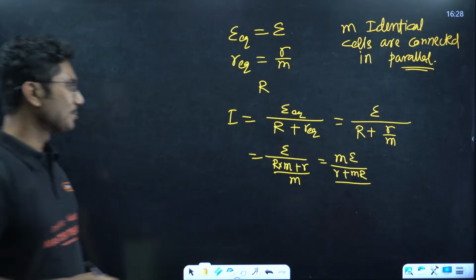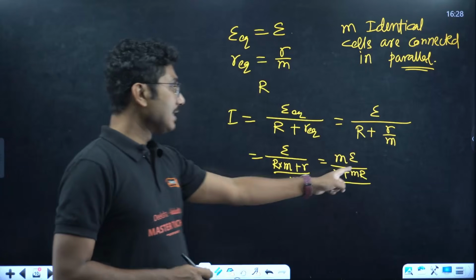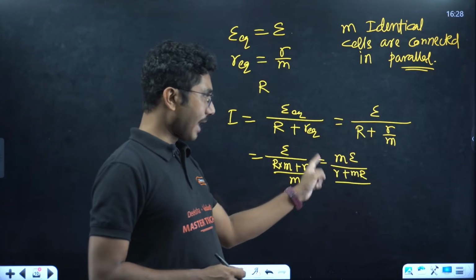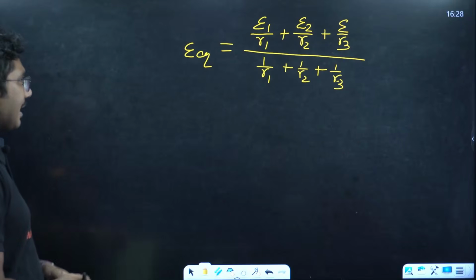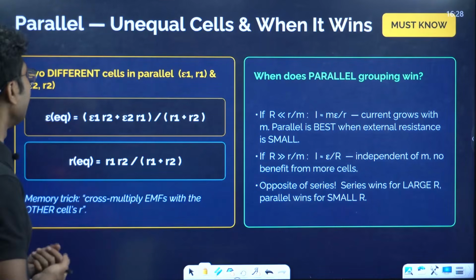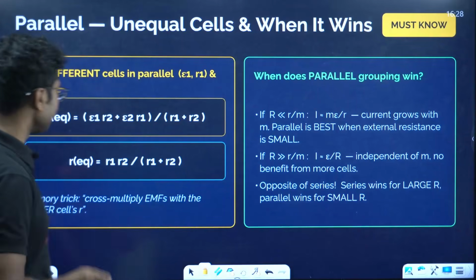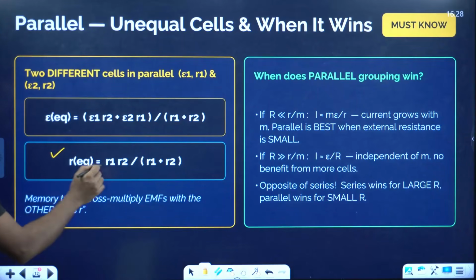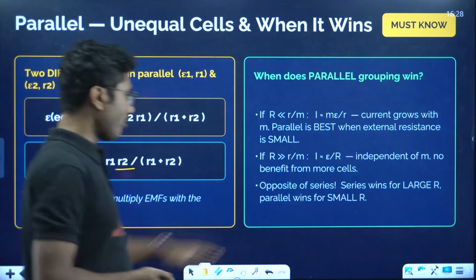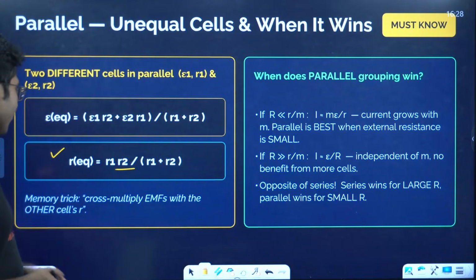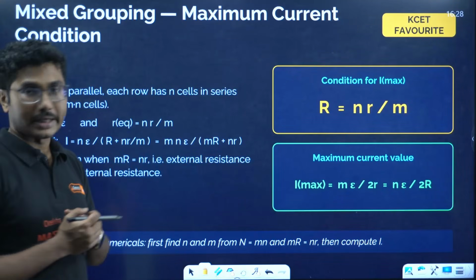Interesting. So this is not the same as the previous one. For series, this m was here; for parallel, this m shifted to capital R. So there is a slight change over here as well. Now for unequal cells, I think I already discussed this. If only two of them are there, it is r1 r2 by r1 plus r2, same as parallel combination. Some points are noted over here. Again, remember that you can use the shortcut formula that I told you.